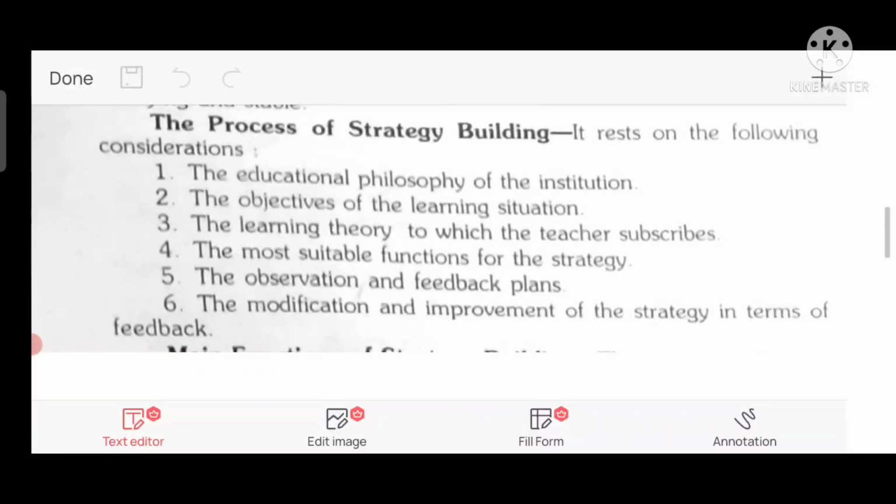Point number 5, the observation and feedback plans. Point number 6, the modification and improvement of the strategy in terms of feedback. These are the processes of teaching strategy building.